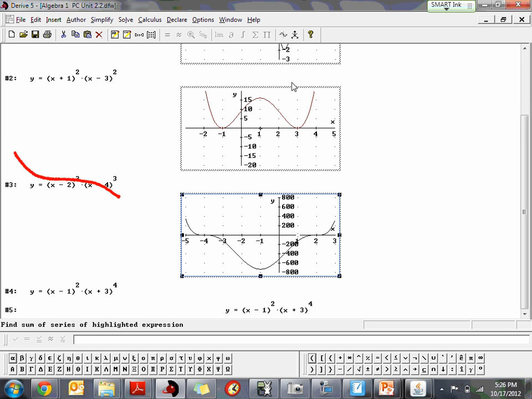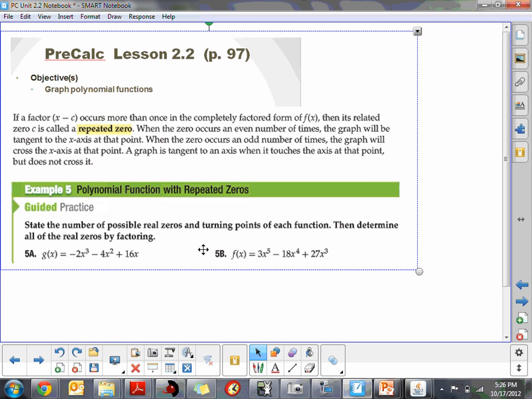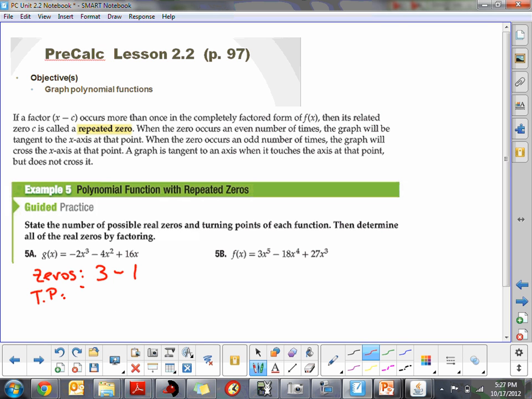So with that said, what I want to do is go back into our examples and finish this off. State the number of possible zeros. Okay, nothing different here. It's a third degree polynomial, and because it's a third degree polynomial, the maximum number of zeros is 3, it can go down to 1. Anywhere from 3 to 1 zeros. Turning points, okay, because it's a third degree, odd degree polynomials always have an even number of turning points. It's either 2 or 0.